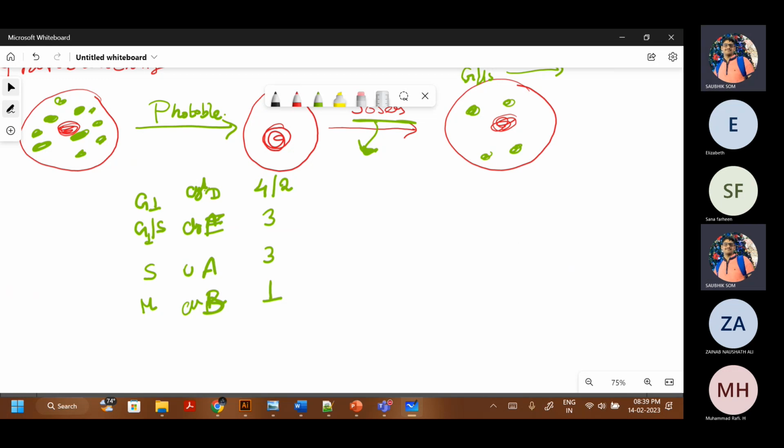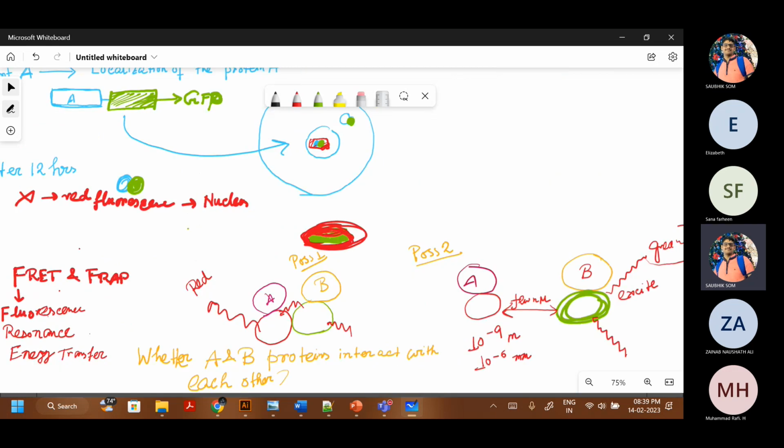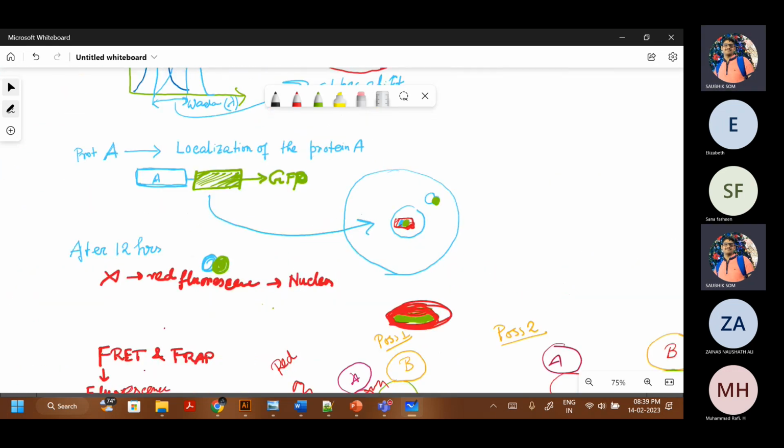So these are two very interesting things. In cell biology, people almost always do fluorescence, and FRET or FRAP. Even fluorescent tagging, the first thing that we do is fluorescent tagging, correct?